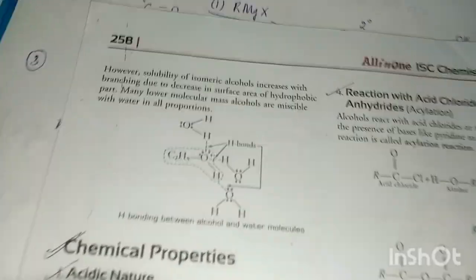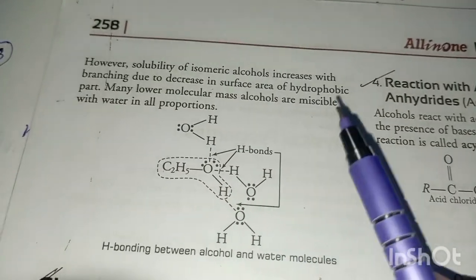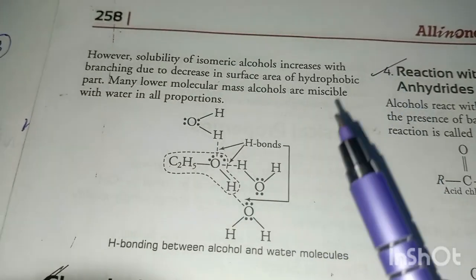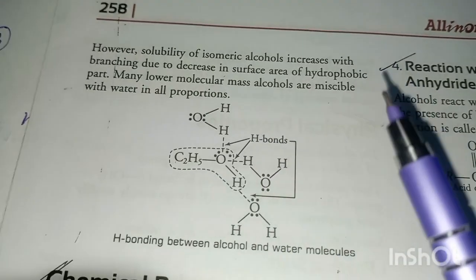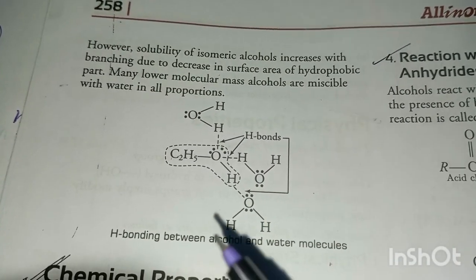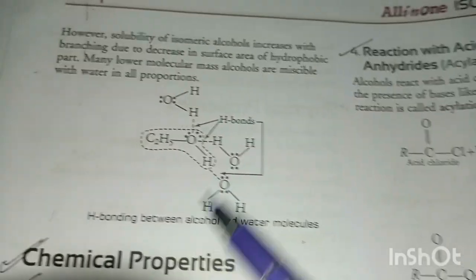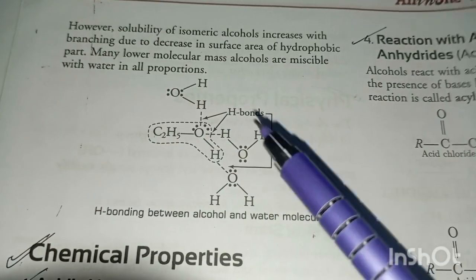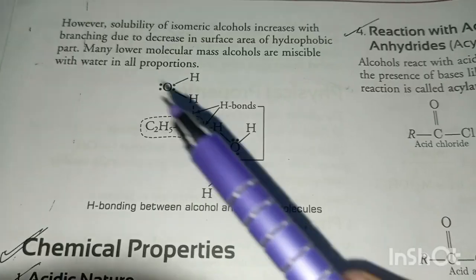Now solubility of alcohols in water is due to their ability to form hydrogen bonds with water molecules. Lower members are soluble in water. Higher members are insoluble. Why? Because the size of the hydrophobic group increases. However, solubility of isomeric alcohols increases with branching. Why? Because of the decrease in the surface area of the hydrophobic part. The hydrophobic part is the alkyl part. So if the hydrophobic part increases, then solubility will decrease; they are inversely proportional.